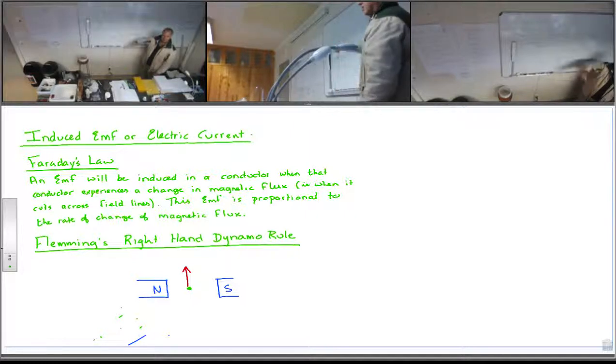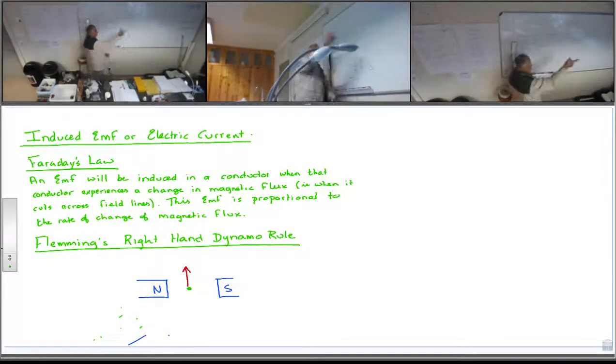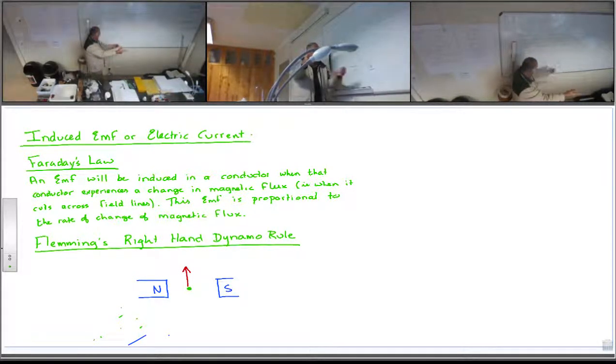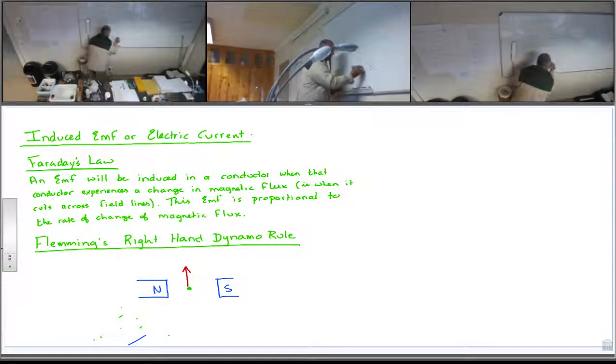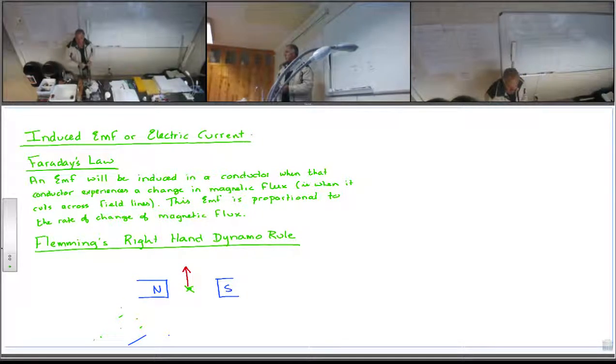Which way is the thrust in this case? Down or up? Up. Which way is the field? Left to right. Okay, so thrust is up, field is that way, you all agree? The current will be flowing into the board. So how should I represent that conductor? Current flowing into the board. Those are the tail feathers at the back of the arrow.